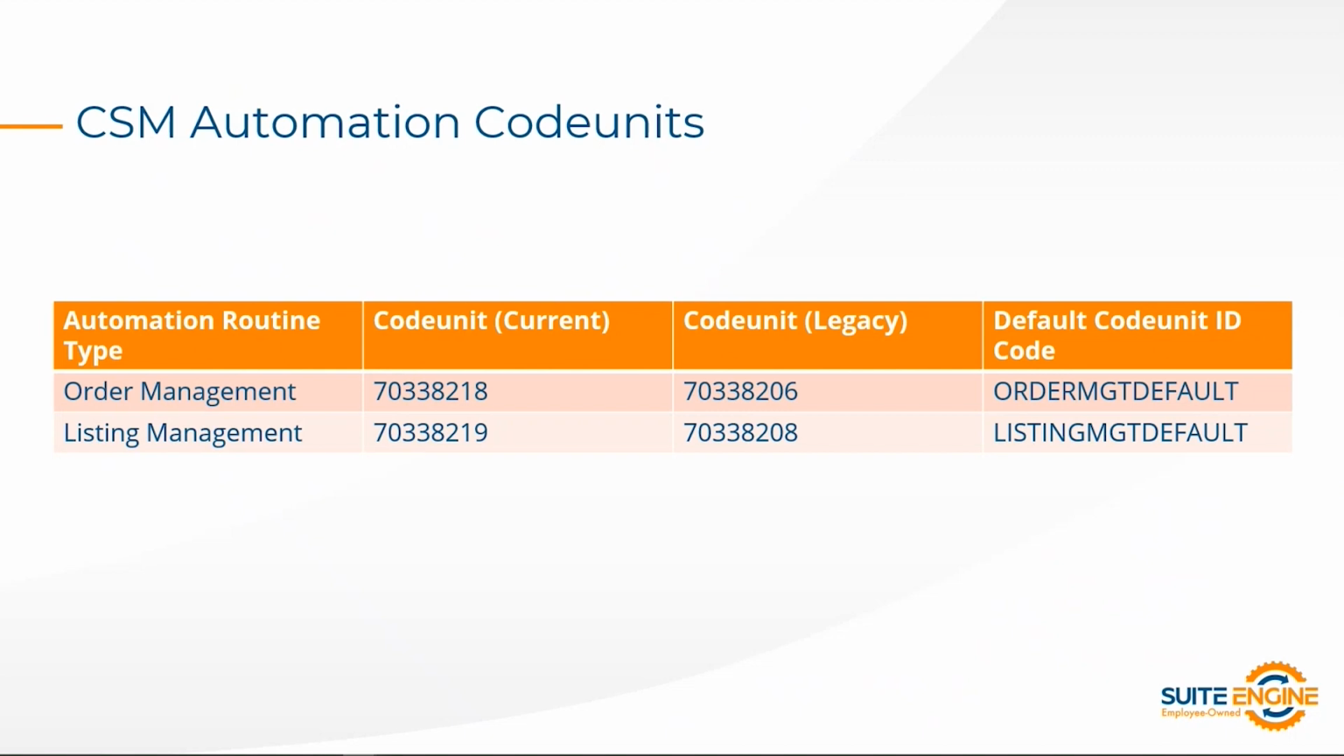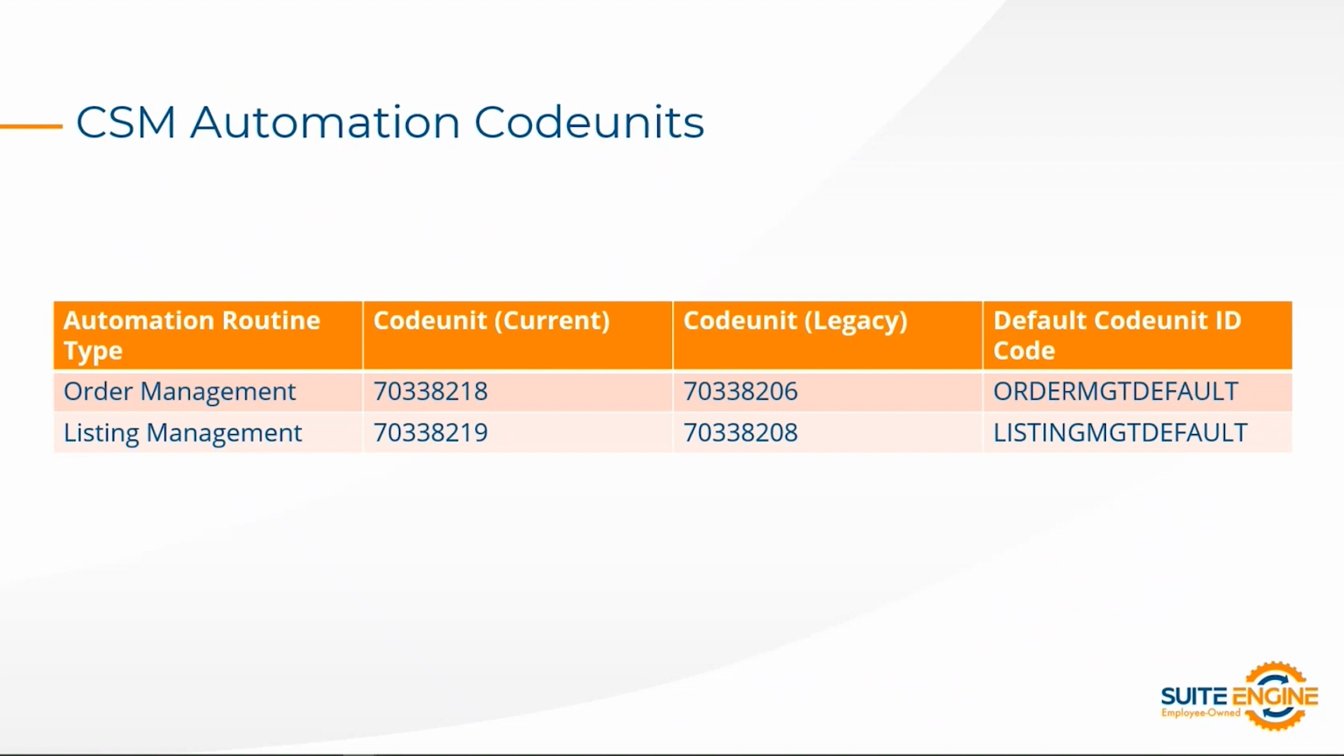The difference between the legacy and the current code units is how they deal with the default code unit ID code shown in this fourth column. The legacy code units were hard-coded to use these defaults: order MGT default, listing MGT default.